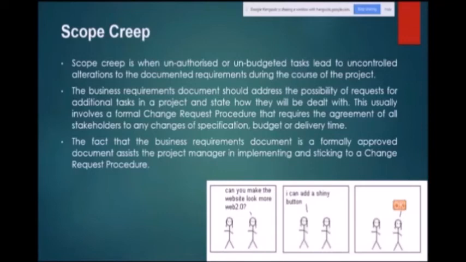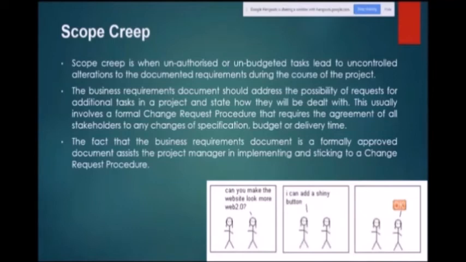That is scope creep. For example, look at the diagram that says, can you make the website look more Web 2.0 compliant? And then the solution provider says, I can add a shiny button. Oh, he said, okay. That is an example of scope creep. And obviously this was not documented. Since it was not documented, I call it scope creep. So scope creep is when unauthorized or unbudgeted tasks lead to uncontrolled alterations to the documented requirement during the course of the project.